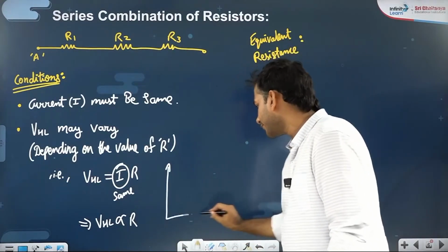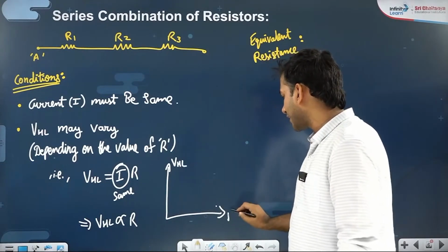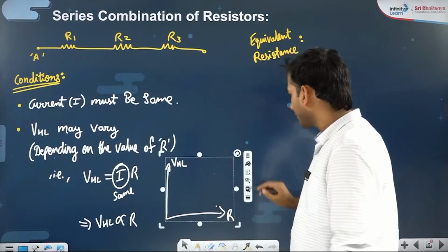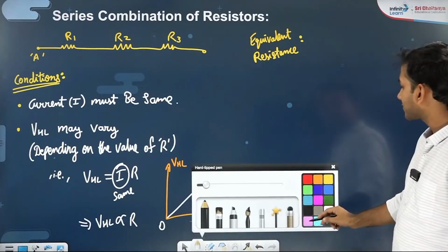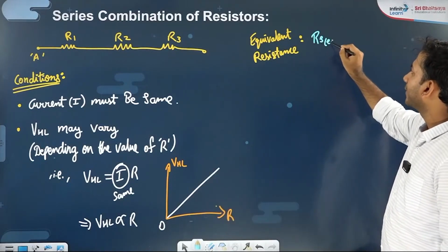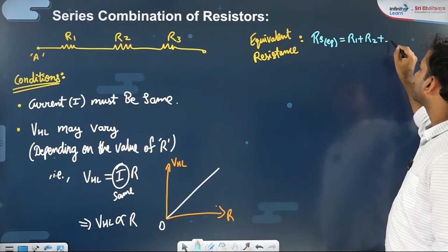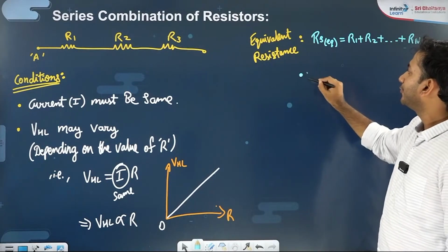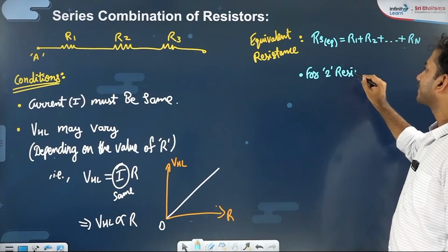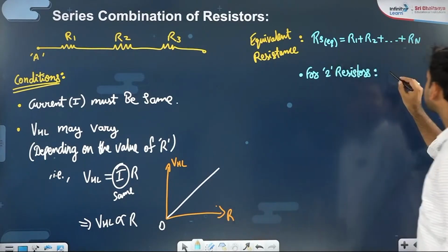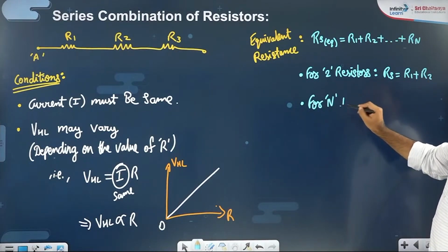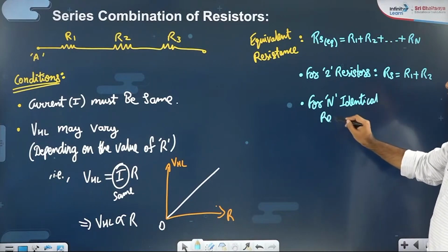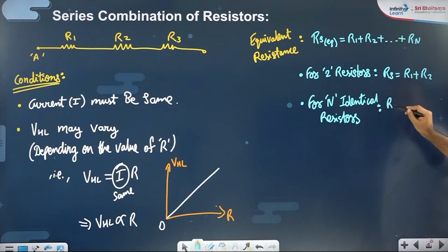So this is V versus R, and we are going to get a straight line passing through the origin. What about the equivalent resistance, sir? The equivalent resistance formula is R series equals R1 plus R2 and so on up to Rn. For two resistors, R series will be equal to R1 plus R2. For n identical resistors, R series will be equal to R plus R plus R plus R, so that is going to be nR.